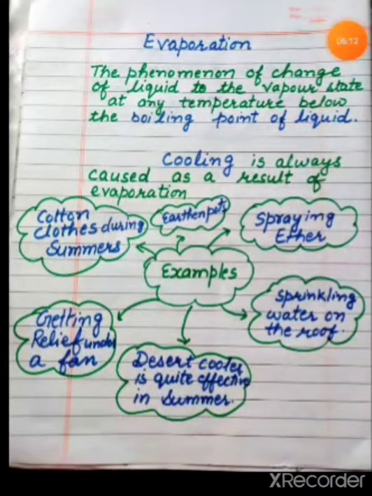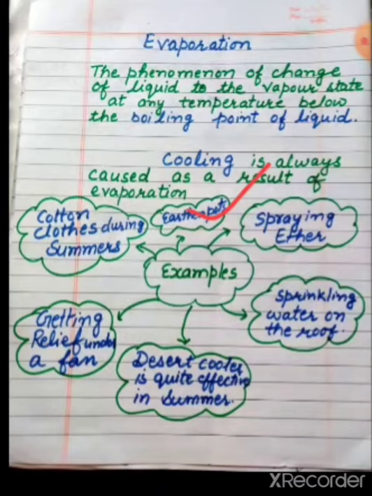Next example is use of earthen pots. In remote villages, people still do not have any access to electricity. In summer, they generally keep drinking water either in earthen pots or in earthen pitchers. It becomes sufficiently cold within a few hours.